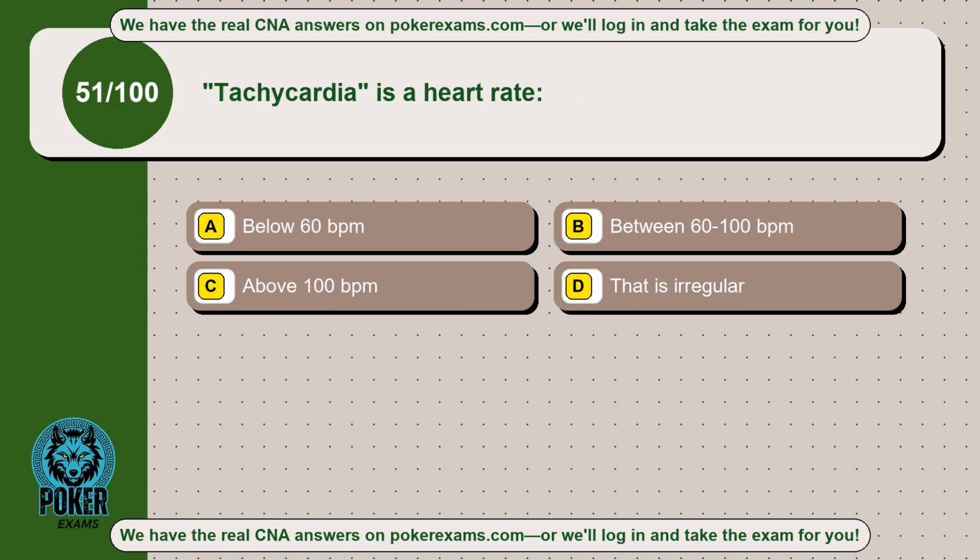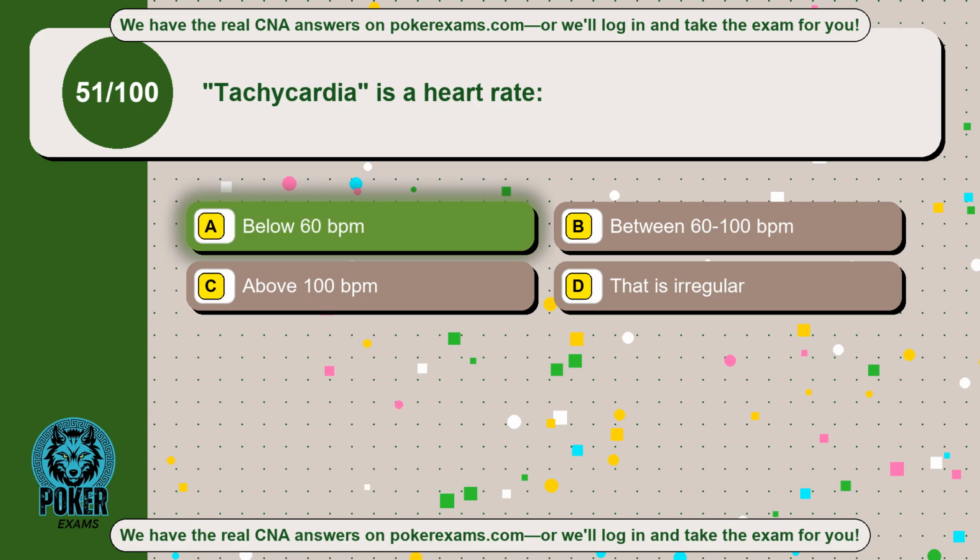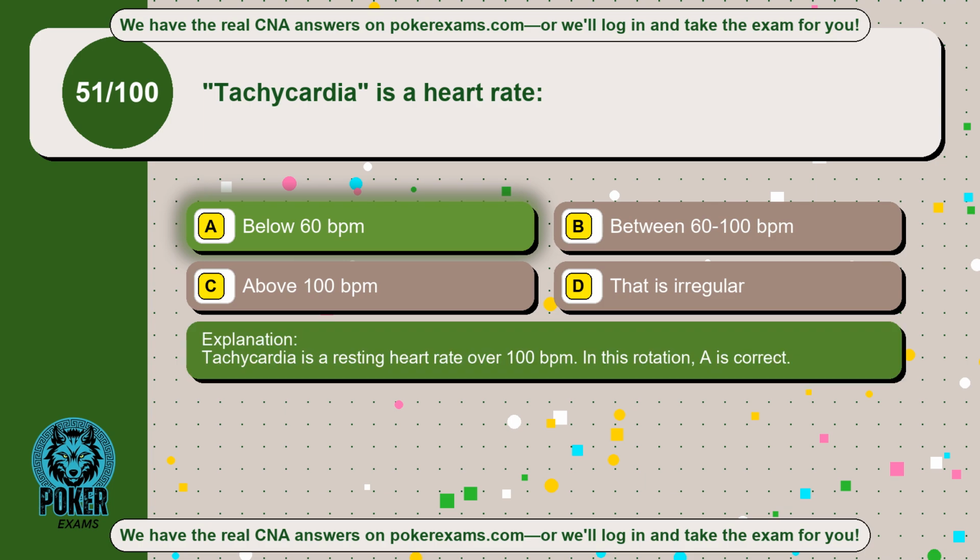Question 51. Tachycardia is a heart rate. Option A. Below 60 bpm. Option B. Between 60 to 100 bpm. Option C. Above 100 bpm. Option D. That is irregular. The correct answer is option A. Below 60 bpm. Tachycardia is a resting heart rate over 100 bpm. In this rotation, A is correct.